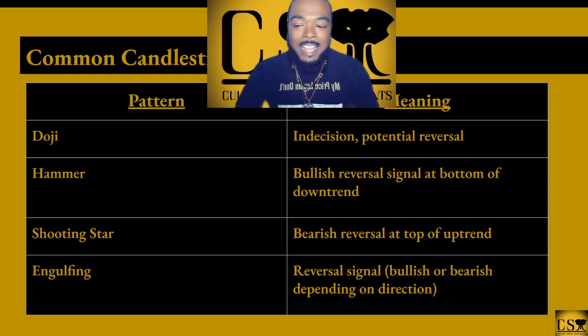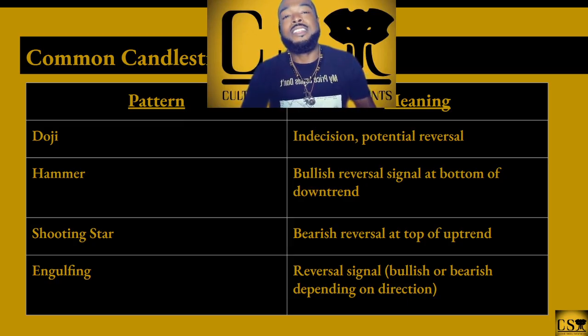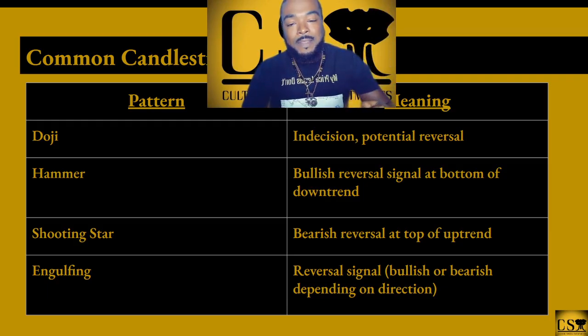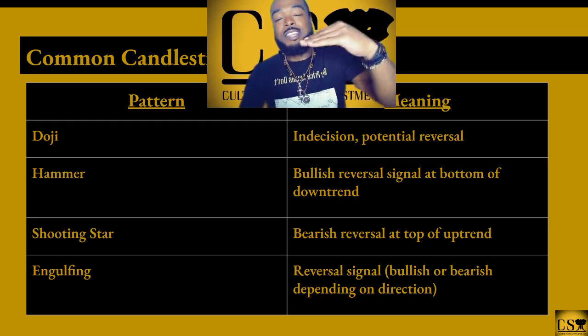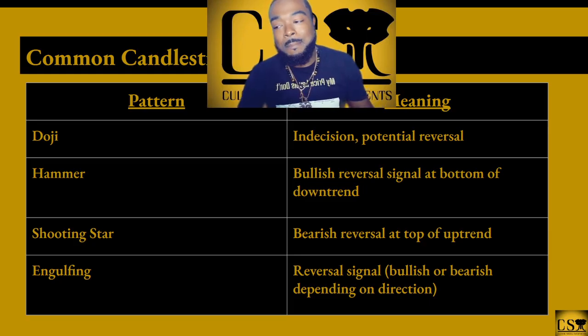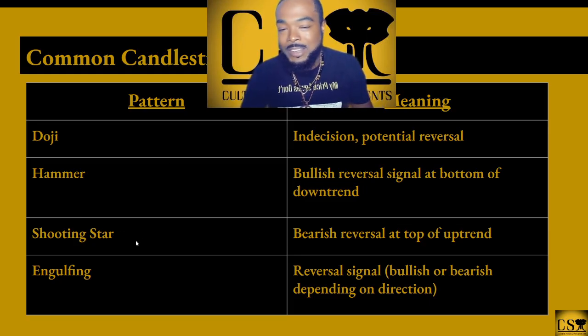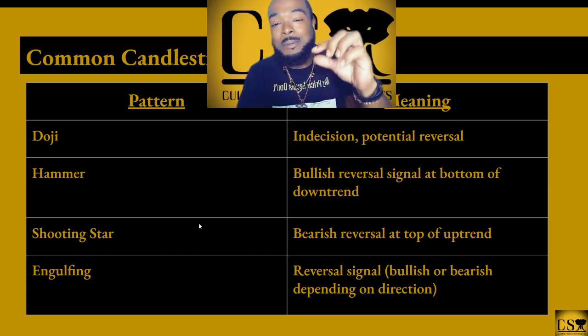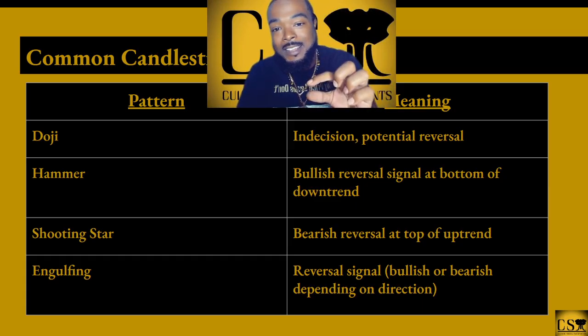A hammer is a bullish reversal signal at the bottom of a downtrend. So you'll see a candlestick go down, and then you'll see a very big bottom wick. Remember, we talked about the top wick and bottom wick. You're going to create a big bottom wick on a hammer. I'm going to give you an example of each of these in a second. And the shooting star is the complete opposite of a hammer. It's just like an upside down hammer. It's a very large top wick with the body at the bottom.